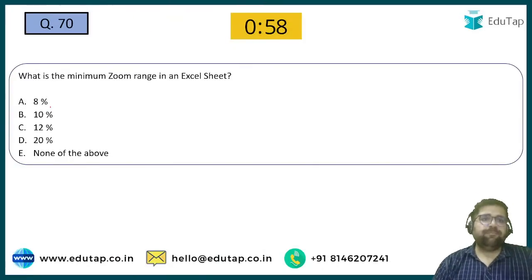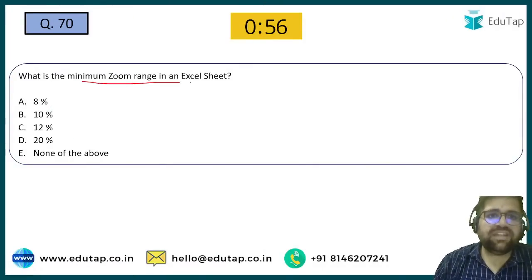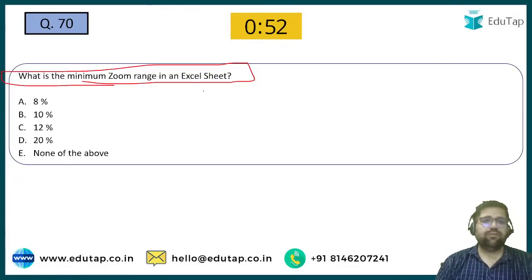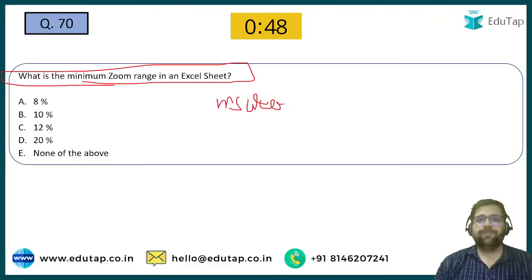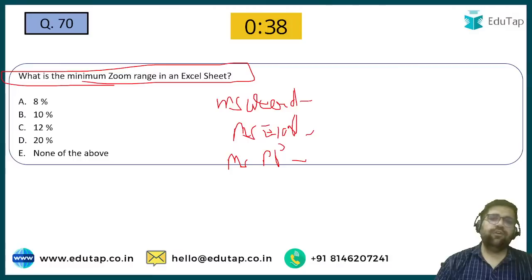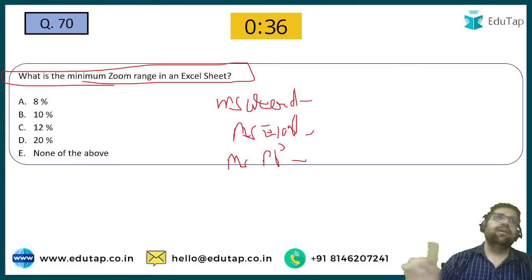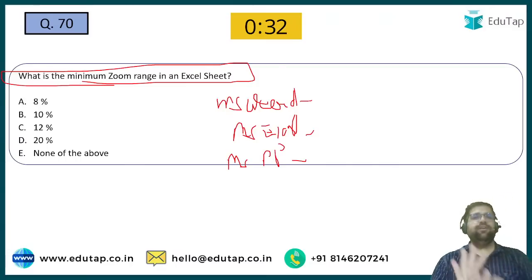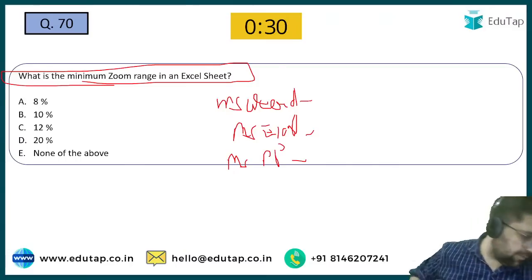Question number 70. What is the minimum zoom range in Excel sheet? You have to remember this because this is again a favorite question in computer awareness. Remember, you have to do MS Word, MS Excel, and then Microsoft PowerPoint. Simple. You have to do only these three. You do not have to do MS Access and MS Outlook, because you can just read the basics of those. These three you will have to study well.